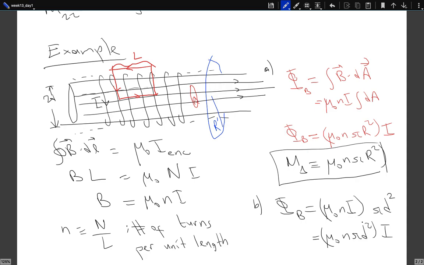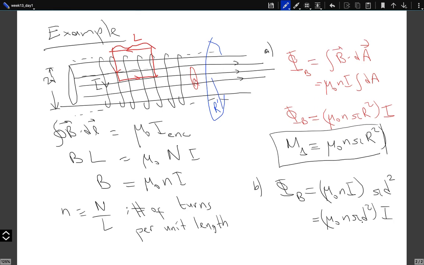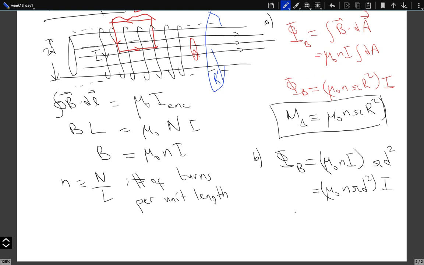Why pi d squared and not pi r prime squared? There's no magnetic field outside the solenoid. In this area, between the solenoid and the ring, there is no magnetic field. So there is no contribution to the flux from this area. The only contribution to the flux is from this area. So let's call it M2. This is equal to mu 0 n and pi d squared.